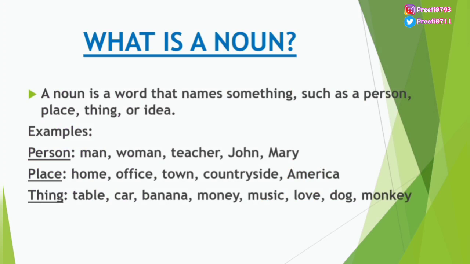So coming to our topic for today, what is a noun? A noun is a word that names something such as a person, place, thing or an idea. For example: man, woman, teacher, John, Mary, home, office, town, countryside, America, table, car, banana, money, music, love, dog, monkey. If you look carefully, you will get to know that all of these words are naming words. They are naming one thing or another. So we may say that nouns are those words that are the names of something. Nouns are naming words, and these naming words can be the name of anything, be it a person, an animal, place, thing, or idea.